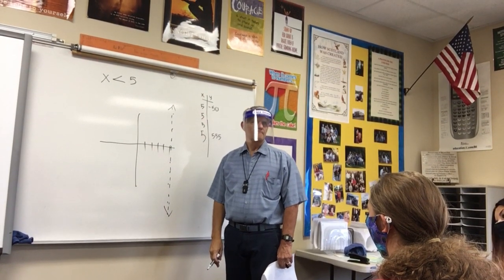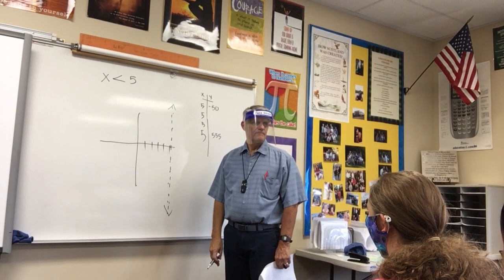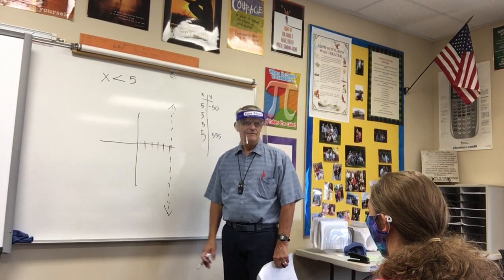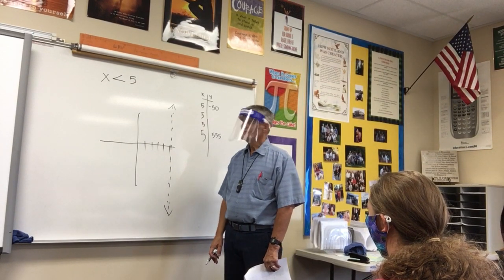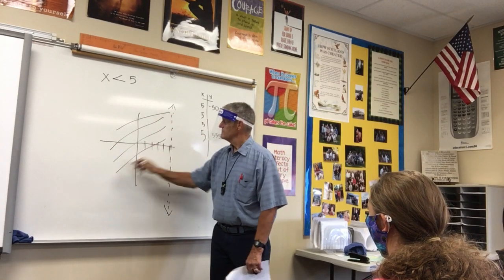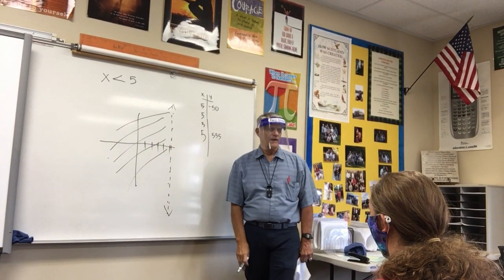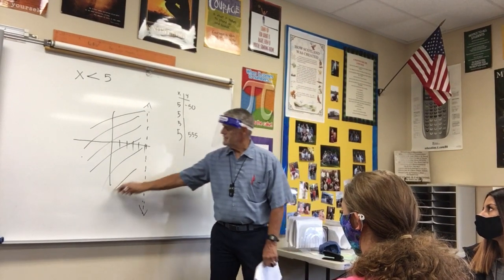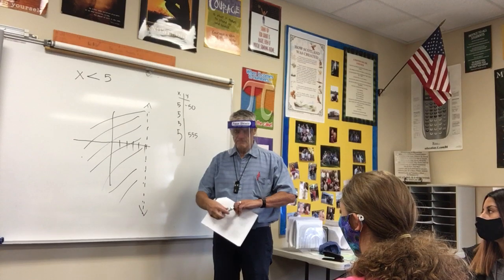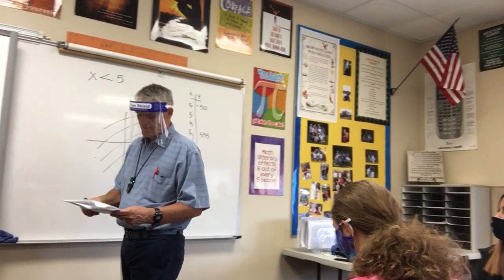Now what? Shade to the left, right? I want numbers that are smaller than 5. 0 is smaller than 5, negative 17 is smaller than 5. So I want all the numbers smaller than 5. Okay? If that was one on the assignment, okay?